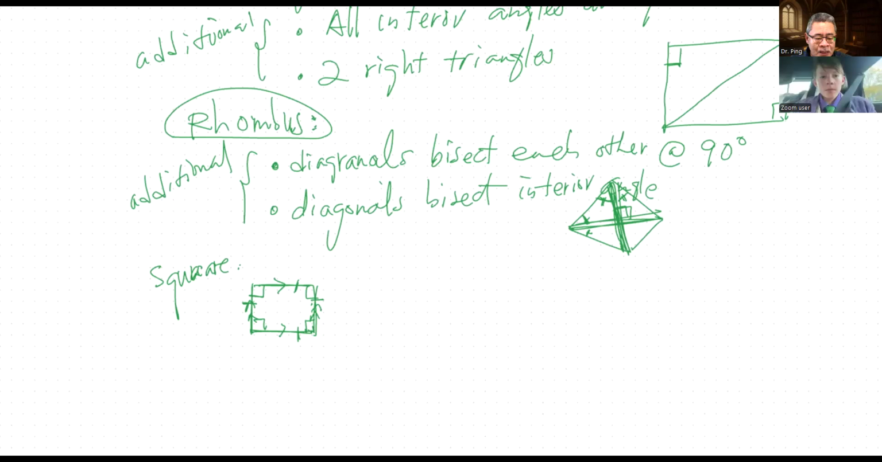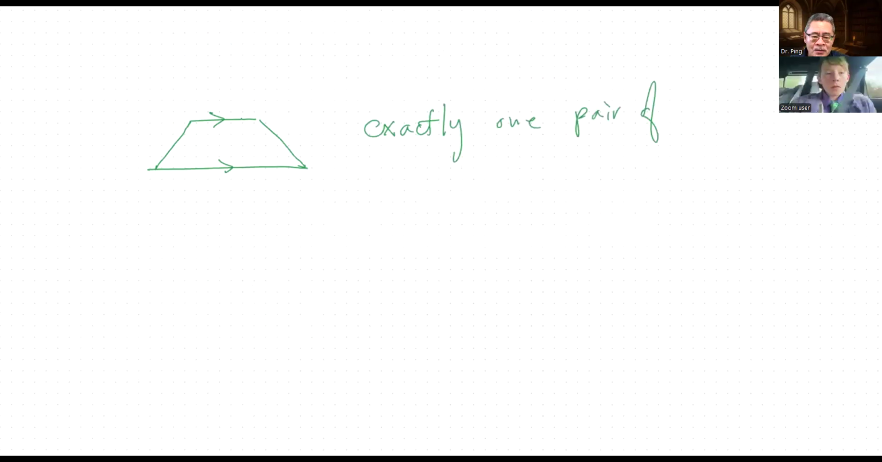Good. Okay, just two more to go. One is the trapezoid. A trapezoid is a special quadrilateral, but it has exactly one pair of parallel sides. Okay, and the other two sides, the non-parallel sides, are called the legs. So this is one leg, there's another leg, we got two legs. And these are called the bases. We got two bases.